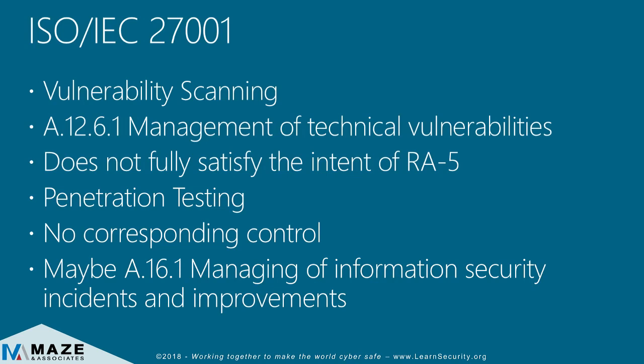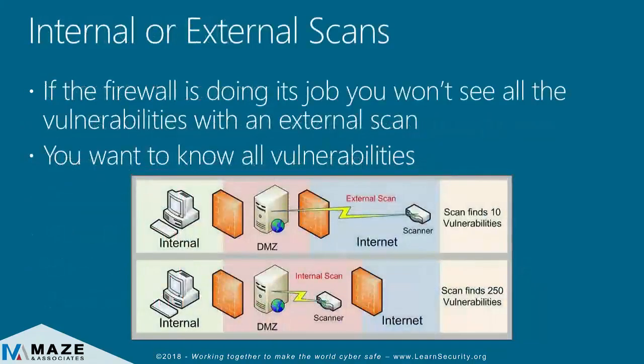And there's no corresponding control for penetration testing, unless you're inferring it from the management of information security incident improvements. Well, how are you going to improve unless you have an incident? Well, you can do a pen test to improve on that, and that would be doing testing. So there's not a specific corresponding control, but it's possibly implied. Obviously, there are other ways to improve your incident response with 27001.